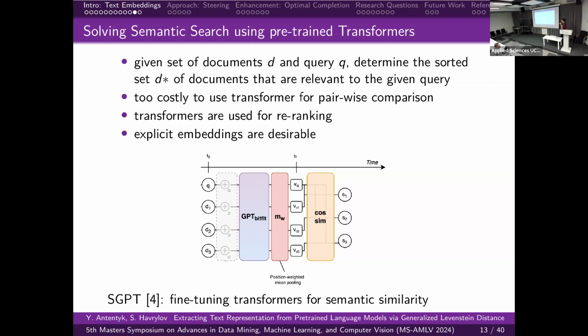So in the state-of-the-art setup for semantic search, transformers are basically used for re-ranking, which means that the set of candidates is determined by a simpler model, which is based on keyword search, and transformers are then used to rank the lower number of documents which seem to be most relevant. So having explicit embeddings is still desirable in this case.